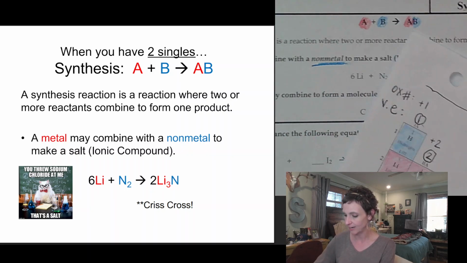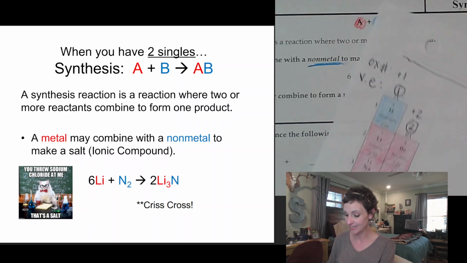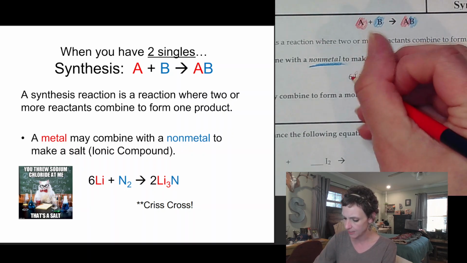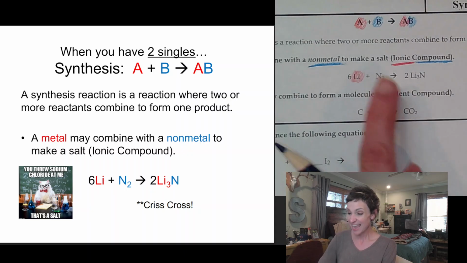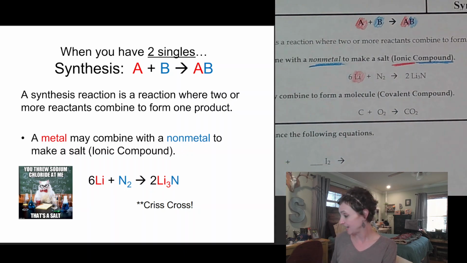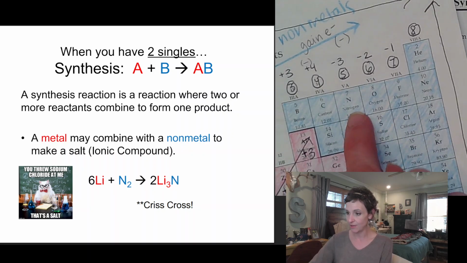Lithium is totally a metal on my periodic table. So I got a red metal here. Yes? And then nitrogen, he be right here. He is a blue non-metal on the periodic table.